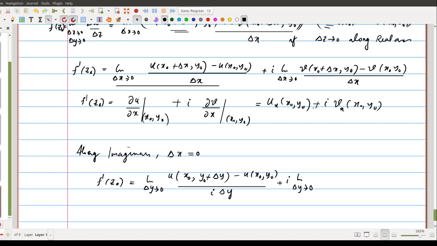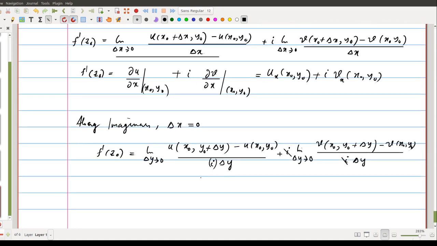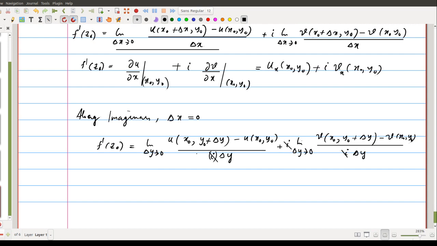Again we will have the same thing, v of x naught comma y naught plus delta y minus v of x naught y naught, whole divided by I times delta y. From this you can cancel this y, and this I can be put as minus I in the numerator, by multiplying I on numerator and denominator. So we can put minus I times this. Now you collect the real and imaginary parts from this expression, with delta y tends to 0.